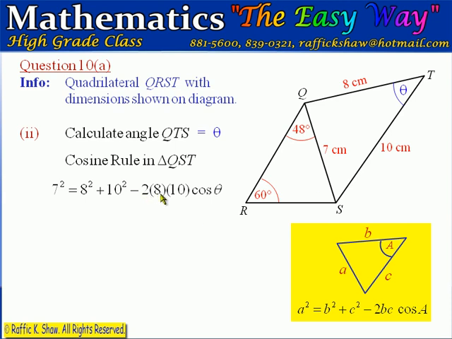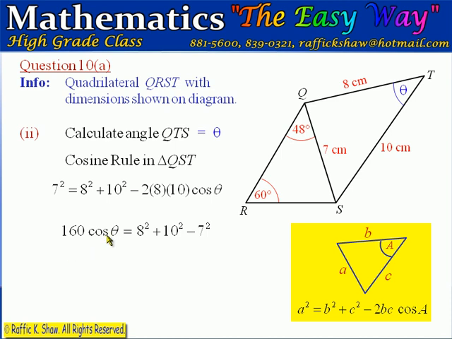So here we have 2 multiplied by 8, that's 16. 16 multiplied by 10 is 160. So this would be minus 160 cos theta. What we'll do is take this negative 160 cos theta to the other side of the equation, and take this 7 squared over to this side of the equation and subtract it. And when we do that, this is the result. We end up with 160 cos theta equals 8 squared plus 10 squared minus 7 squared. All we need to do now is divide by 160 and then take the inverse cos.